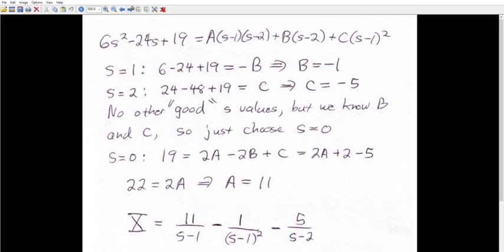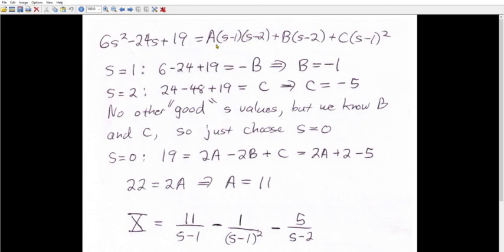Now, what we're going to do is look for good things to substitute in for s. S equals 1 is an obvious choice. So we lose this term, we lose this term. B times 1 minus 2 is minus 1, so this is a minus b. Here we're plugging in 1, and that gives us 6 minus 24 plus 19. And when you add that all up, you get 1, which is minus b, so b is minus 1.